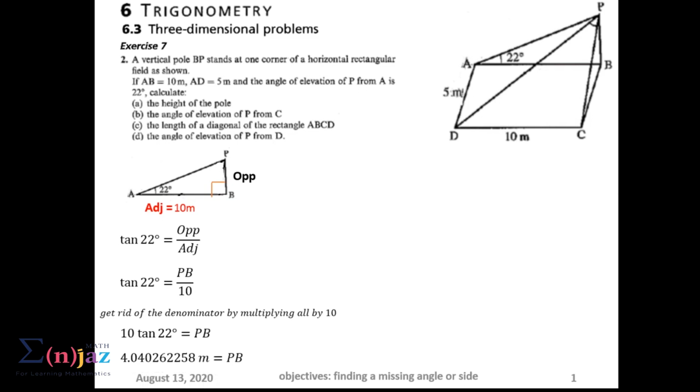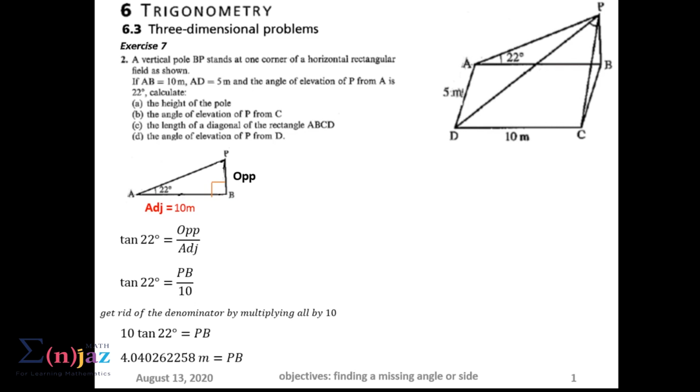Now, if you want to round it to 3 significant figures, you start from the left. The first 4 is the first significant figure, 0 is the second, 4 is the third. Look at the right of the 4. So 0 is less than 5, so the 4 is not going to go up. So the final answer as 3 significant figures is 4.04 meter. Let's go to the second part of the question, the angle of elevation of P from C.